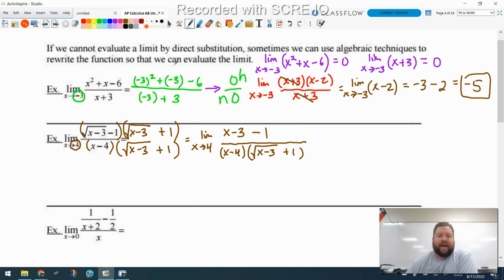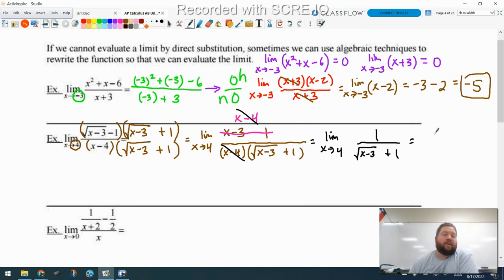This is the reason why you don't want to actually multiply down there, because this is x minus 4. I'm just going to cross that out. Now I have x minus 4 on top and x minus 4 on bottom. Those cancel out. So now I have the limit as x approaches 4 of 1 divided by the square root of x minus 3 plus 1.